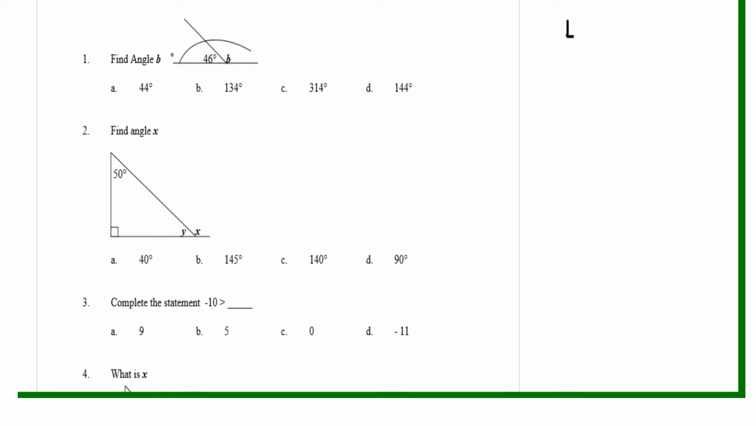Question 1 would like us to find the value for B. So angles on a straight line add up to 180 degrees. So we'll have 180 minus 46, and that gives us 134 degrees.